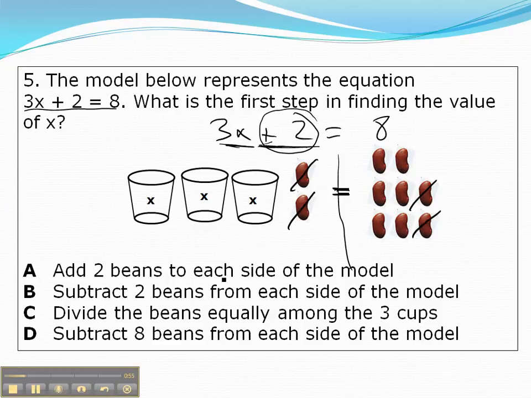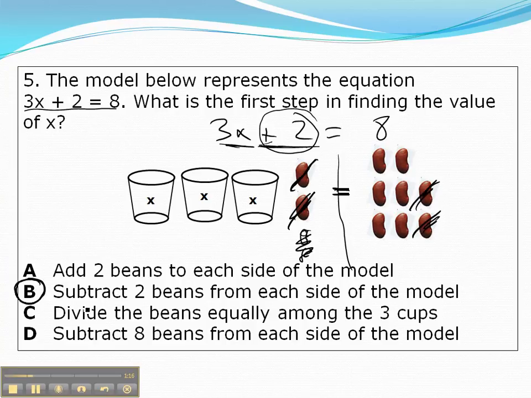Add 2 beans to each side of the model. If I do that, I'm just going to complicate it more. I'm going to be adding beans here. That's not what we want to do. Subtract 2 beans from each side of the model. That's what we said. We want to get rid of 2 beans on each side of the model so that I just have 3x equals 6. So that's the answer choice.